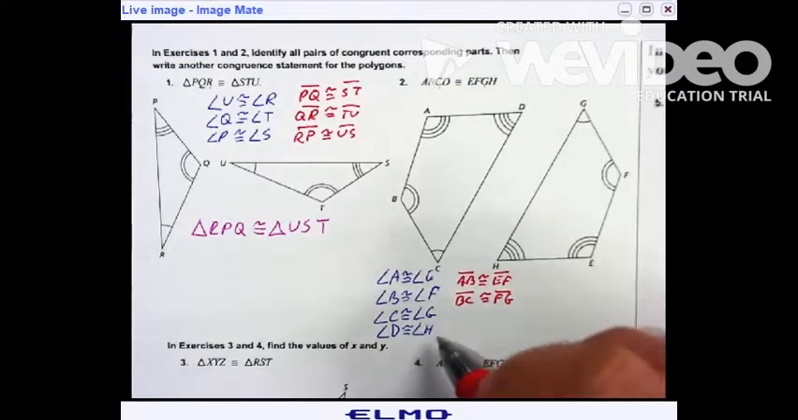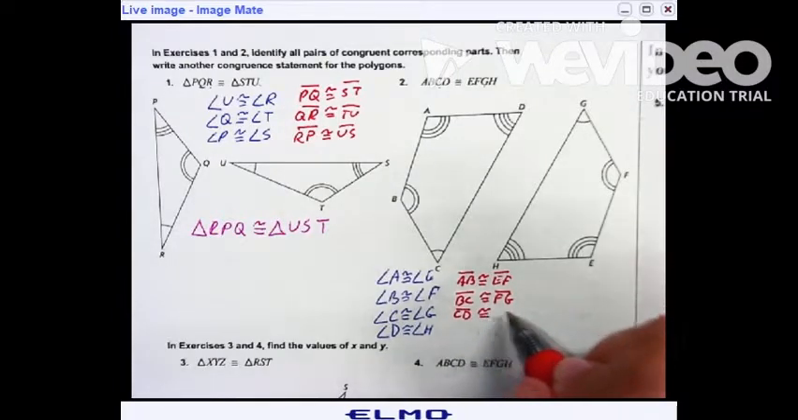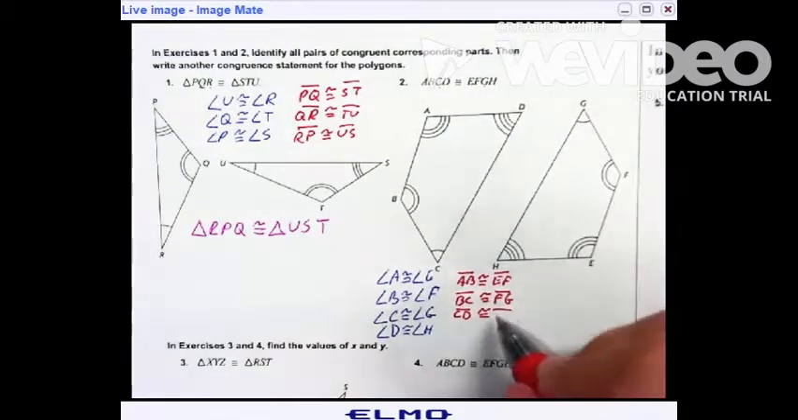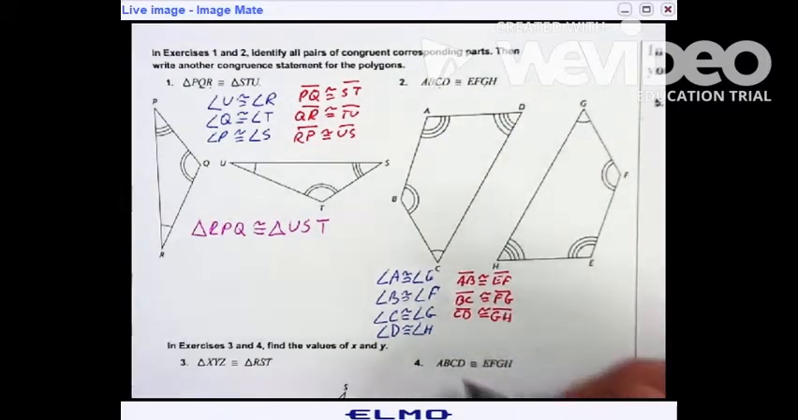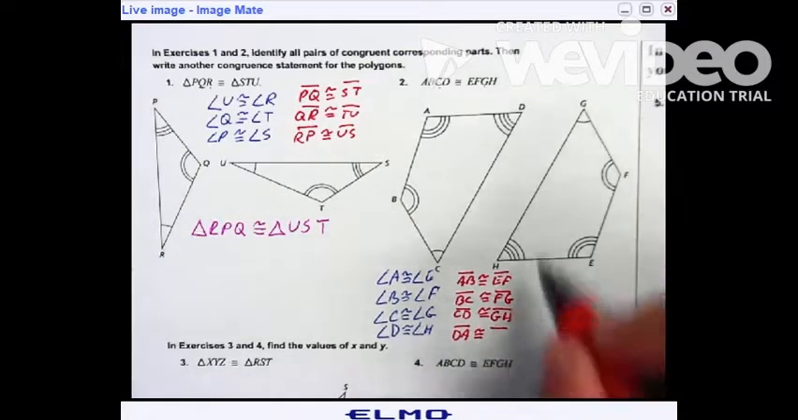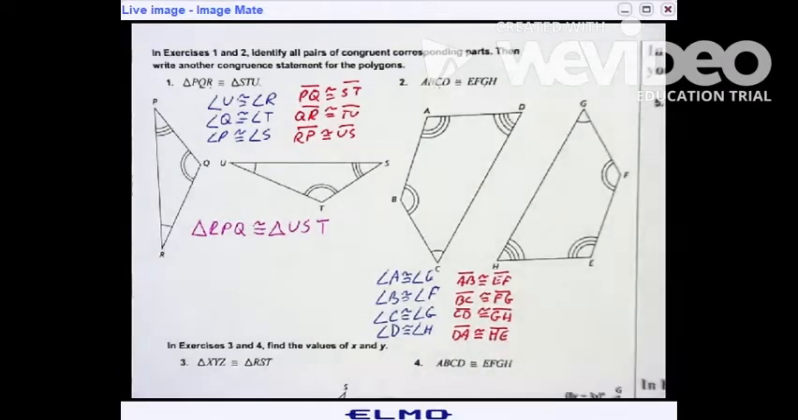Next, we have segment CD. Segment CD, got to put the bar on top of it. Congruent to segment, let's see, those are the last 2 here, so we need the last 2 here, that'll be GH. And then finally, I have segment DA, which is congruent with segment HE. Like so. All right. And that's all it is.